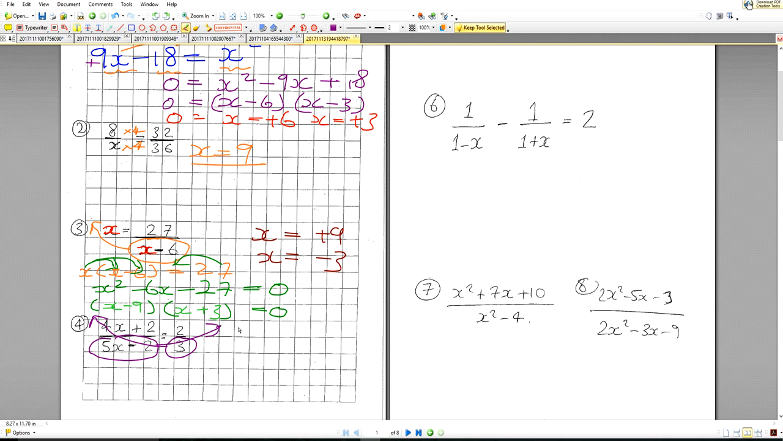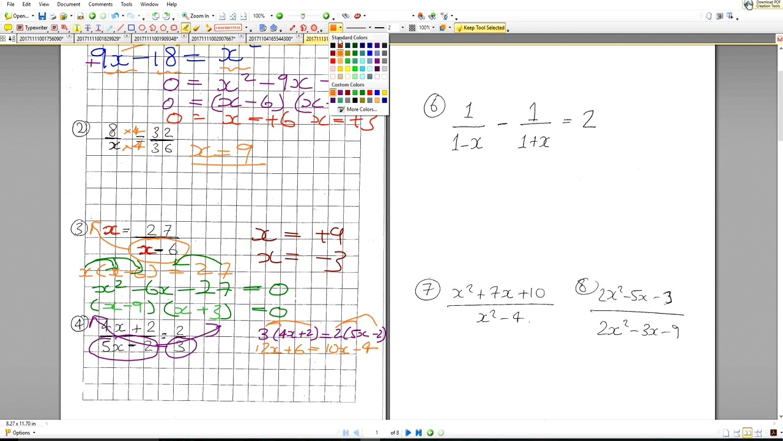So we now have, oops, that line's not right. We should now have 3 lots of 4x plus 2 equals 2 lots of 5x minus 2. So what looked quite complicated actually works out to be a nice linear equation. Now we need to multiply out this linear equation. So that gives us here 12x add 6 is equal to 10x minus 4.